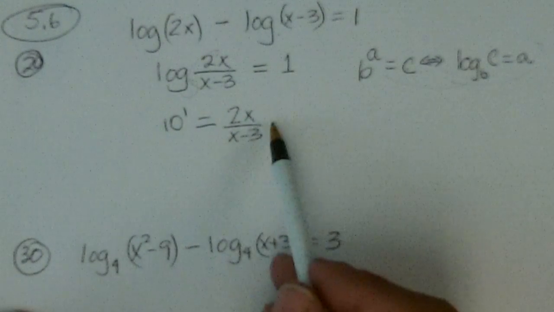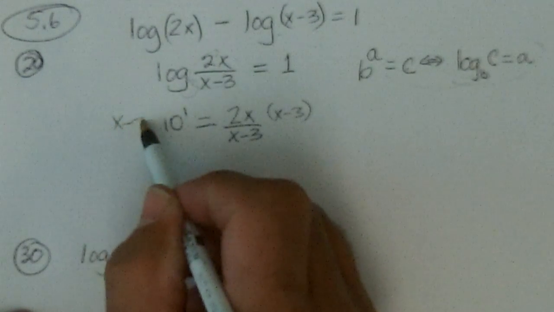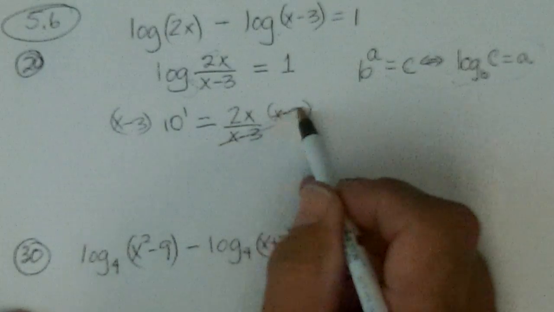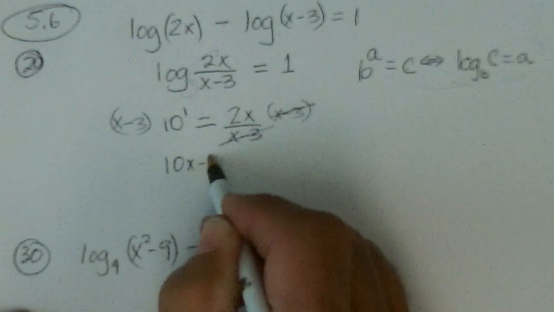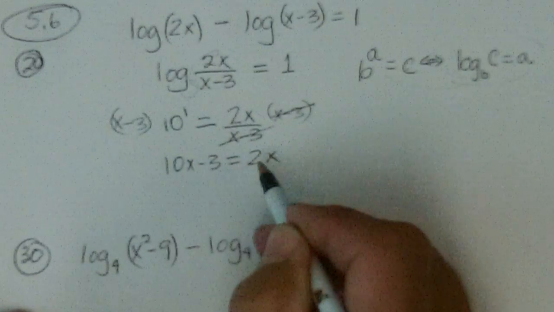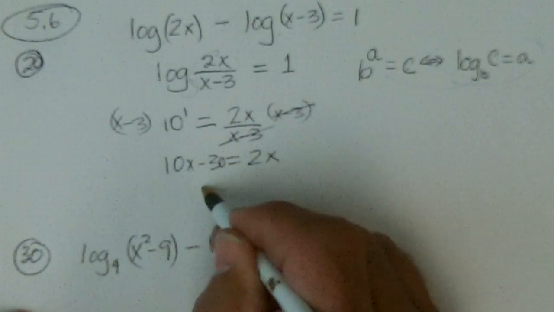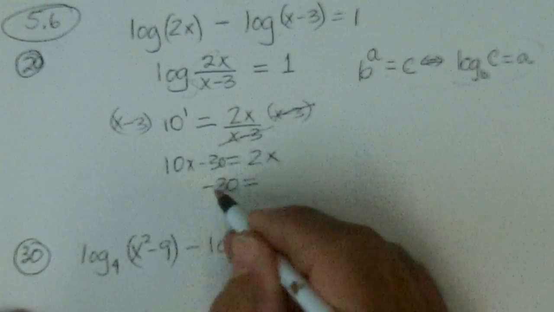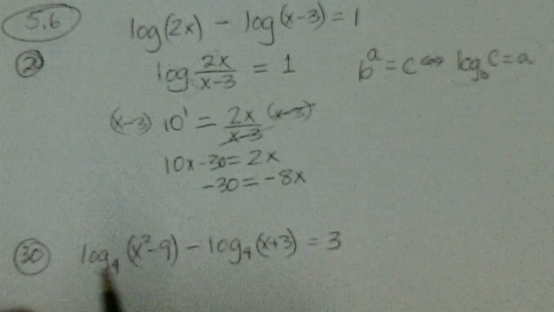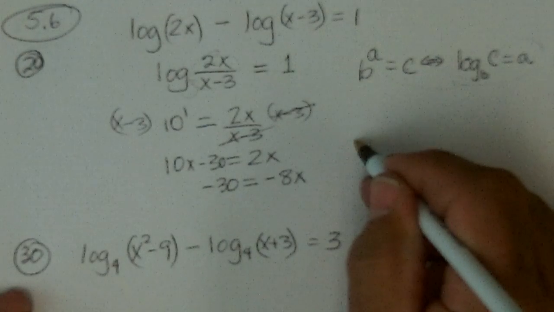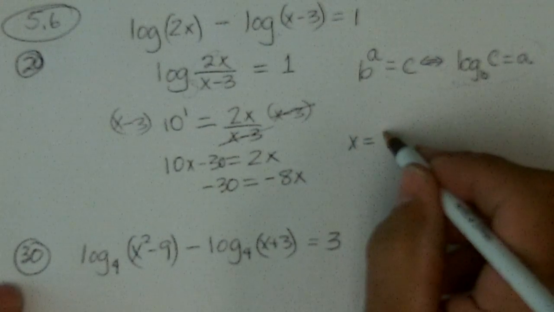10 to the 1 is 10, so I multiply both sides by x minus 3. And I get 10x minus 30 equals 2x. Subtract 10x and I get negative 30 equals negative 8x. Divide by negative 8 and I get x equals 30 and a half, 15, 7 and a half.